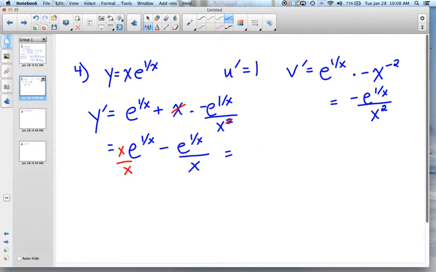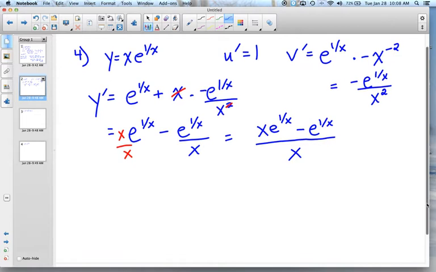So I end up with x times e to the 1 over x minus e to the 1 over x, all over x. And the reason I want to do this is because remember we need to find where the derivative is 0 and where the derivative is undefined. Well, if we have it as a rational function, we set the numerator equal to 0 to find where the derivative is 0, and we set the denominator equal to 0 to find where it's undefined. So that's what we want to do.